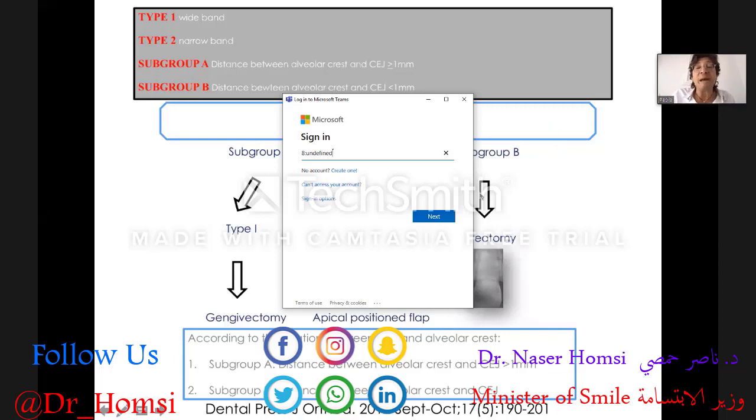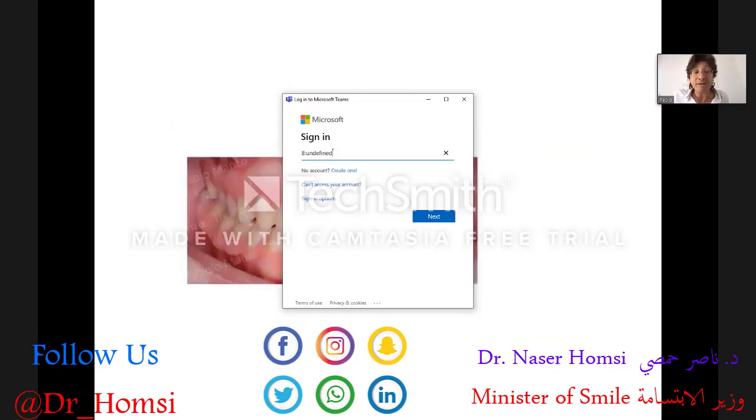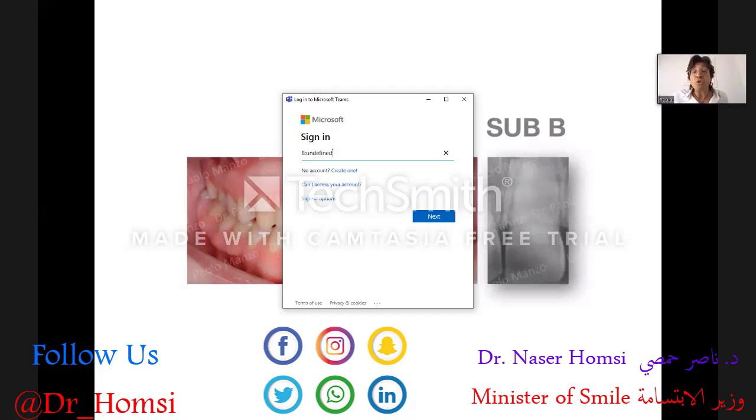But if we have a patient with subgroup A, type 2, we need an apically positioned flap. If the patient is a subgroup B, it doesn't matter if we have wide band or narrow band, we need osteotomy because we don't have a correct amount of gingiva to work on. So we should move apically the bone and then apically also the soft tissues. And this means that Tiziana is a patient type 1 and subgroup B, so very small distance from cement enamel junction and alveolar ridge. So with Tiziana, we need osteotomy, not only gingivectomy.